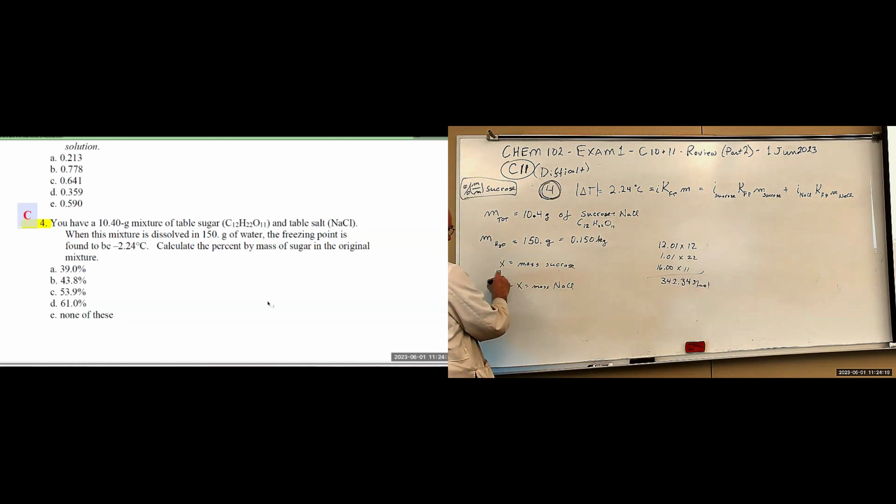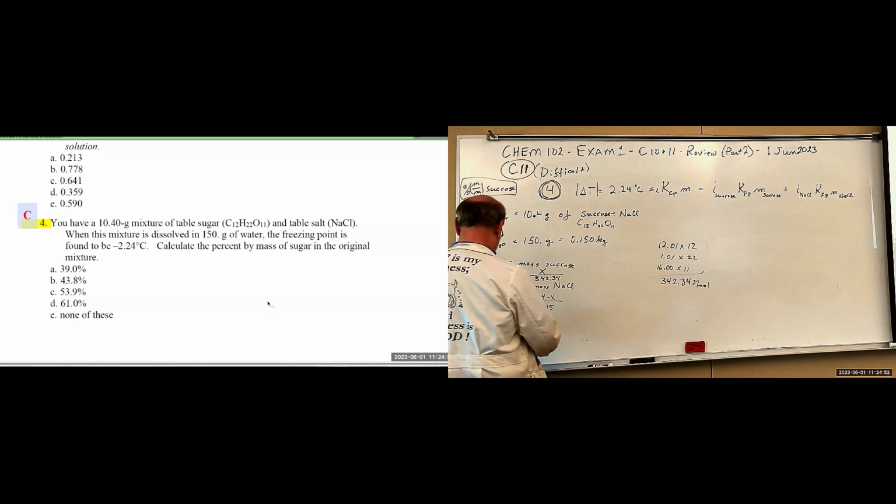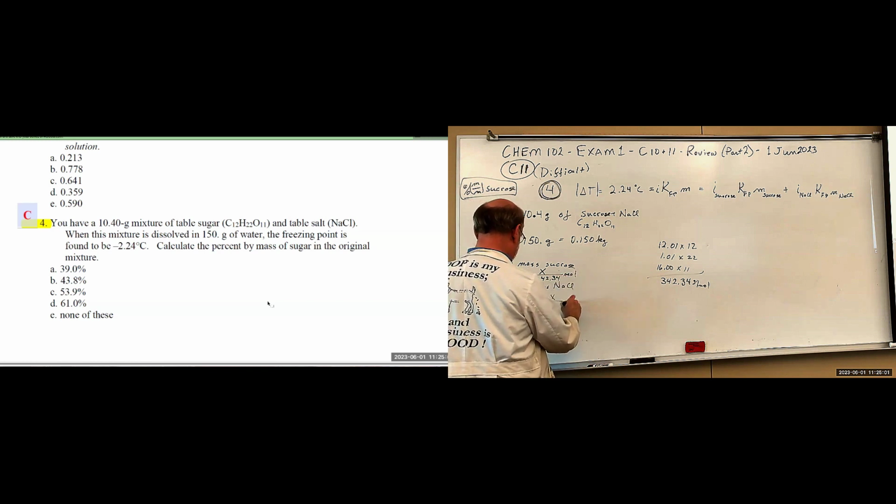The moles of sucrose is equal to X divided by 342.34. And the moles of sodium chloride are equal to 10.4 minus X divided by the molar mass, see, sodium is 23, and then 35.45 for chlorine, is 58.45. This is moles. Okay.